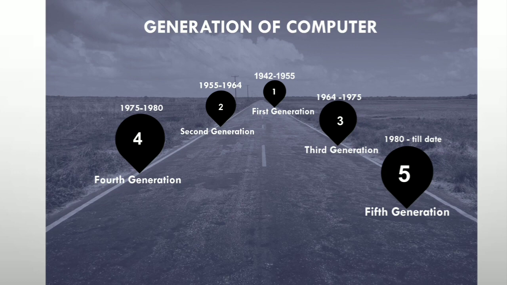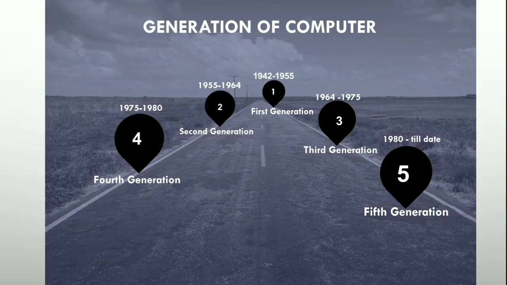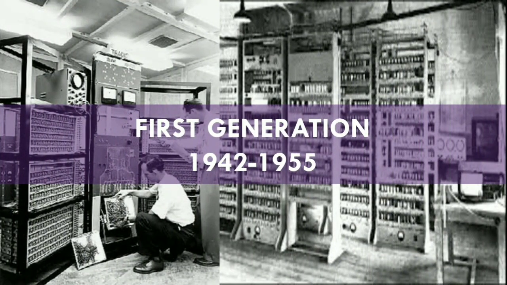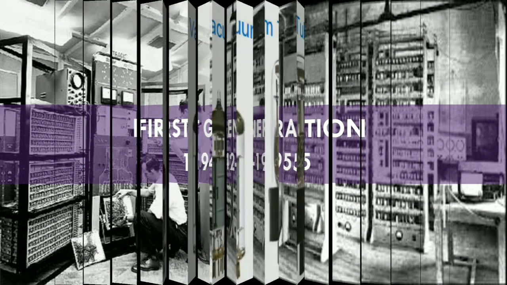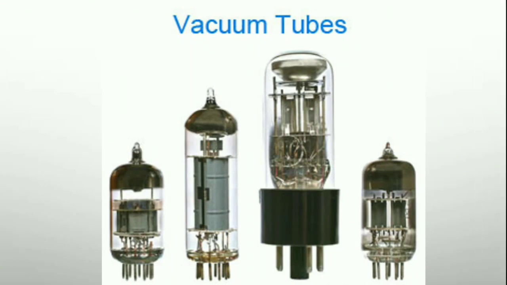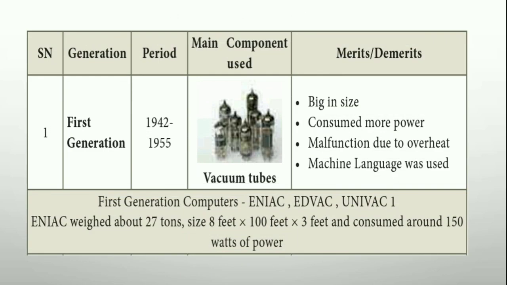I hope you all have seen the devices used today. So let's see how the devices were in the first generation. Let's see the first generation of computers. In this first generation of computers, they used vacuum tubes for circuits. Look at the picture. This vacuum tube took an entire room to occupy. Let's see the first generation in detail.